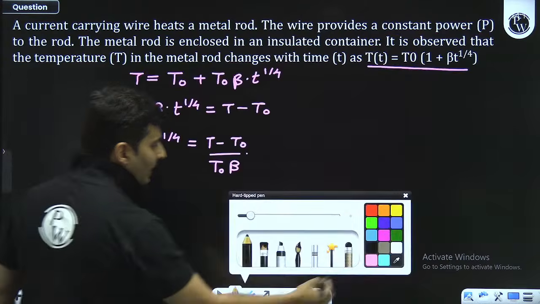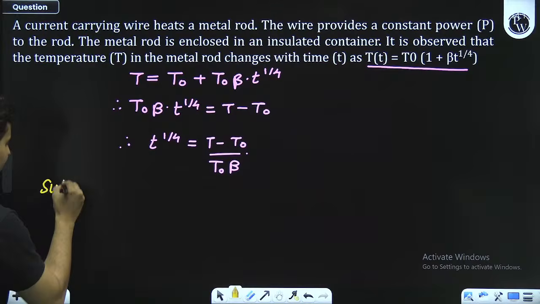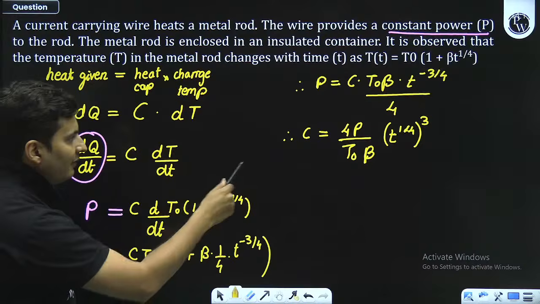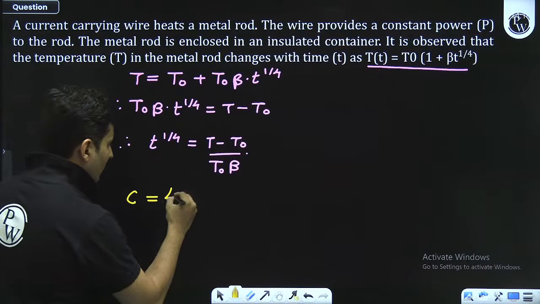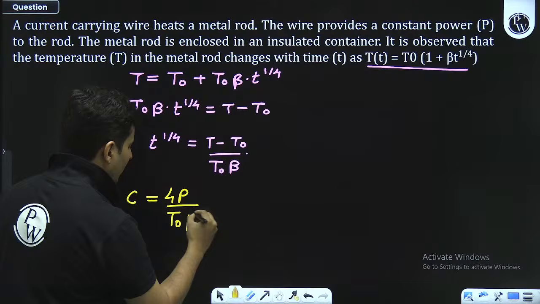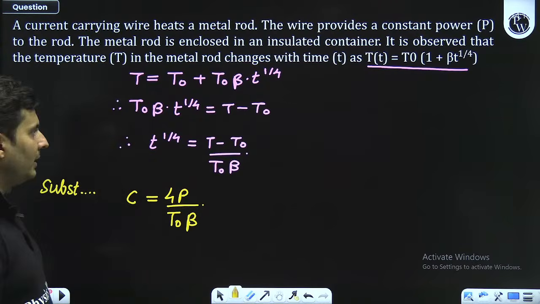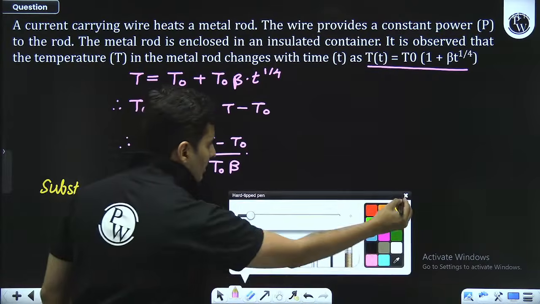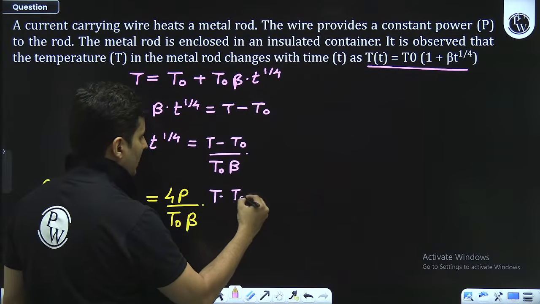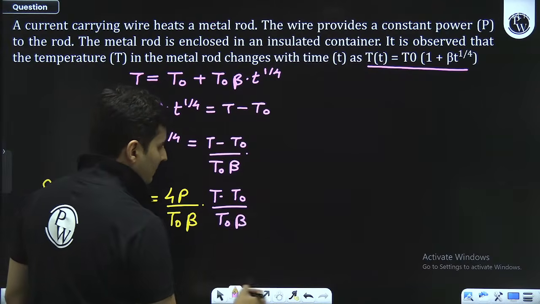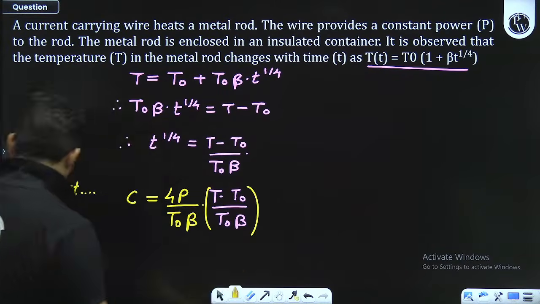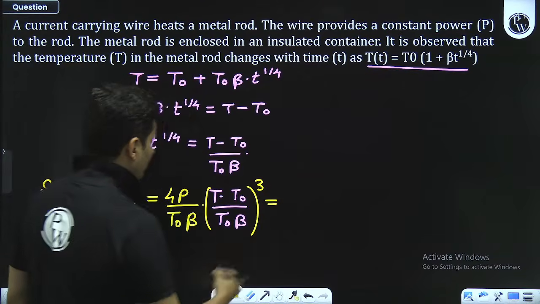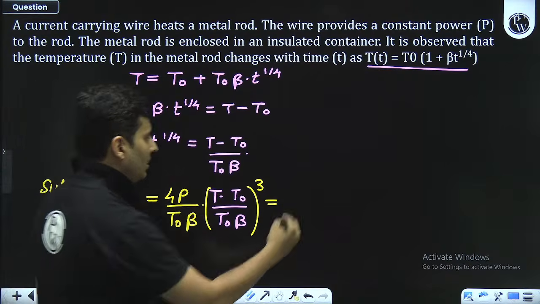Take this and substitute it over here. So what do I get? So now substituting, the heat capacity will be 4P by T naught beta into T raised to 1 by 4. What is T raised to 1 by 4? We got it from here. So substitute that. It is nothing but T minus T naught by T naught beta. Great. This whole thing has been cubed. Okay, that's it. So it's now simple.